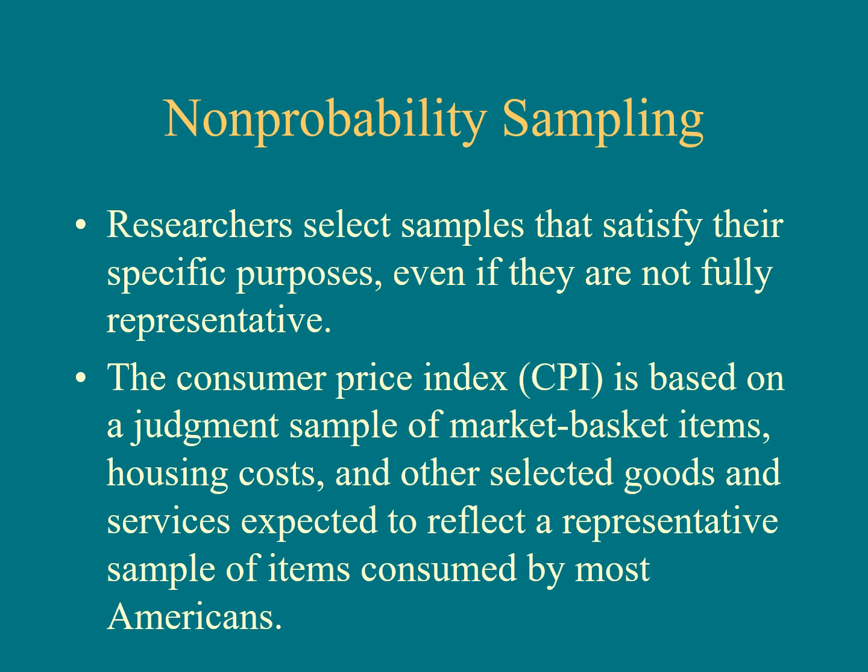Non-probability sampling. Researchers select samples that satisfy their specific purposes even if they are not fully representative. The Consumer Price Index (CPI) is based on a judgment sample of market basket items, housing cost, and other selected goods and services expected to reflect a representative sample of items consumed by most Americans.